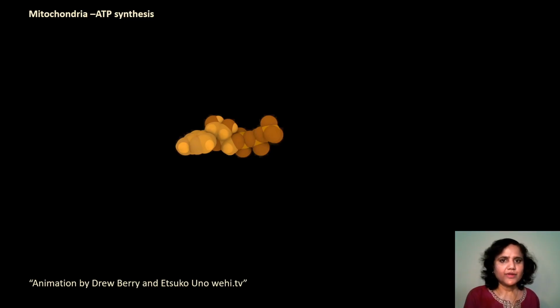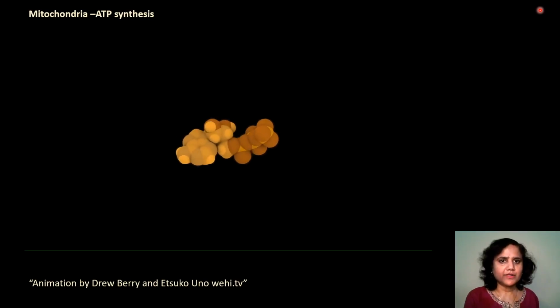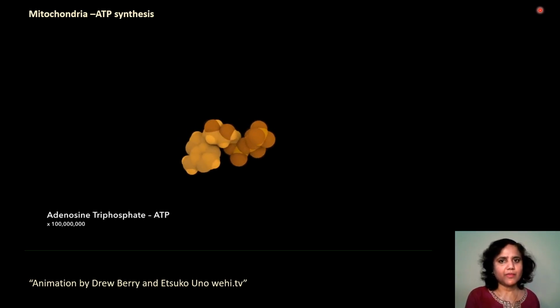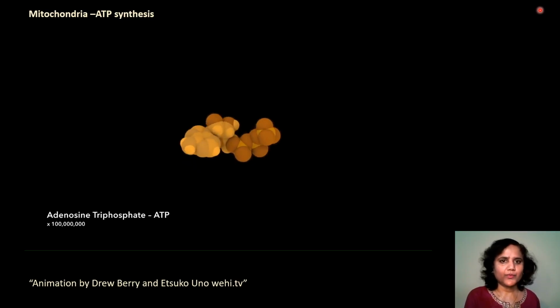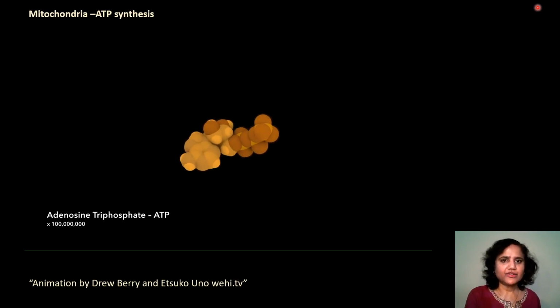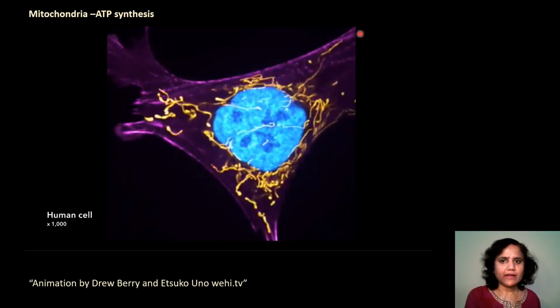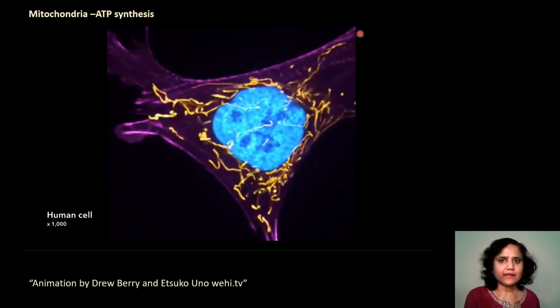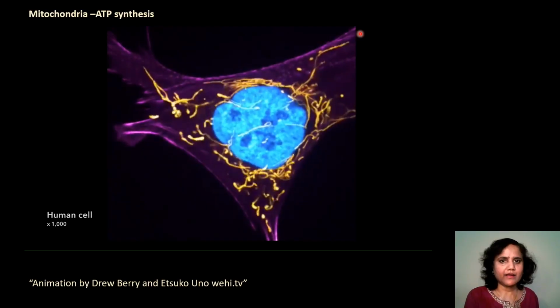Now, shown here is an animated 3-dimensional model of adenosine triphosphate or ATP, and also the mechanism of its synthesis within the mitochondria that has been made and provided by Dr. Drew Berry and Etsuko Ono. ATP provides energy for the biochemical activity in cells, and it is also a building block of DNA and RNA.